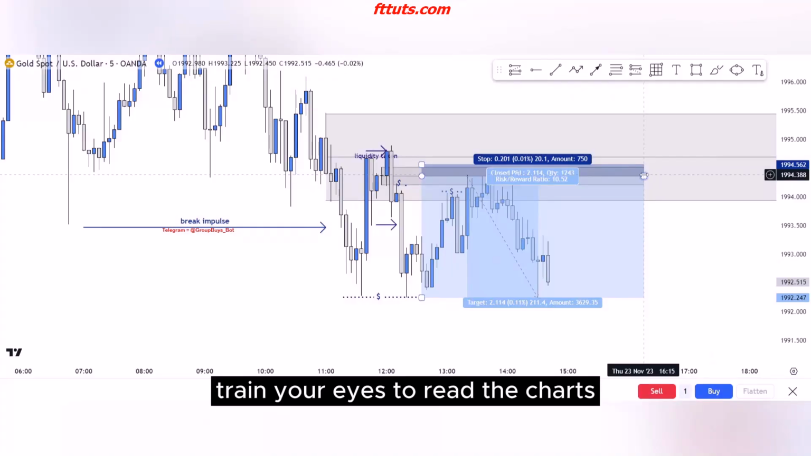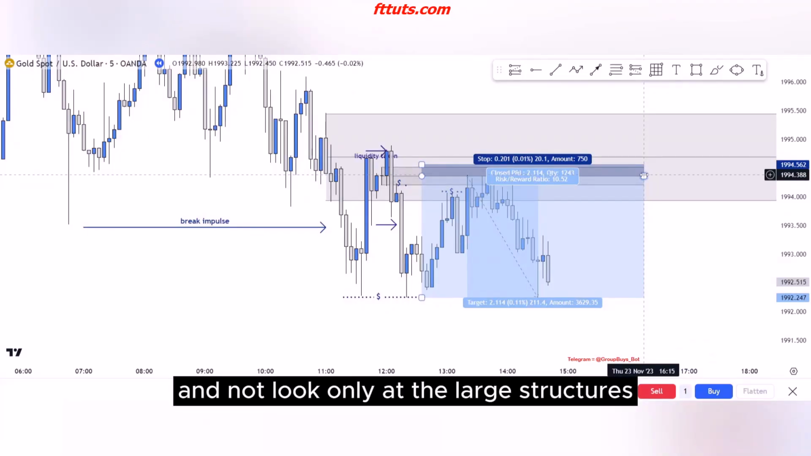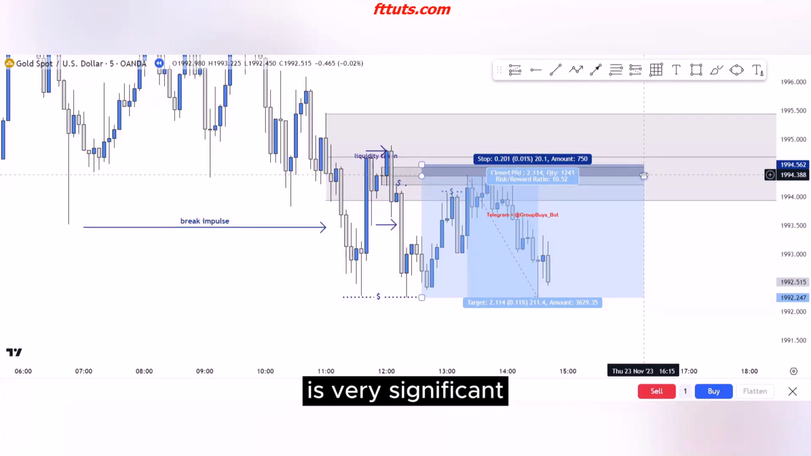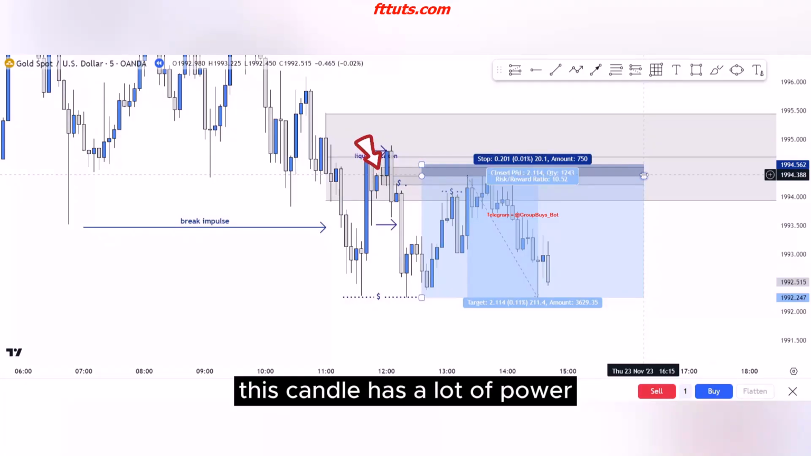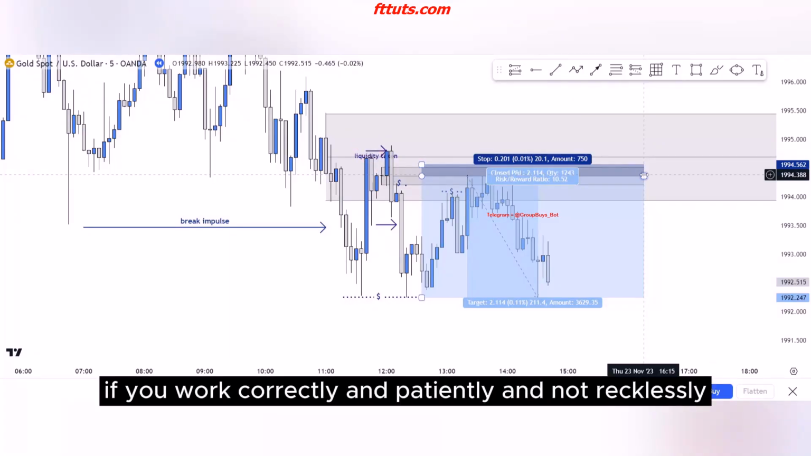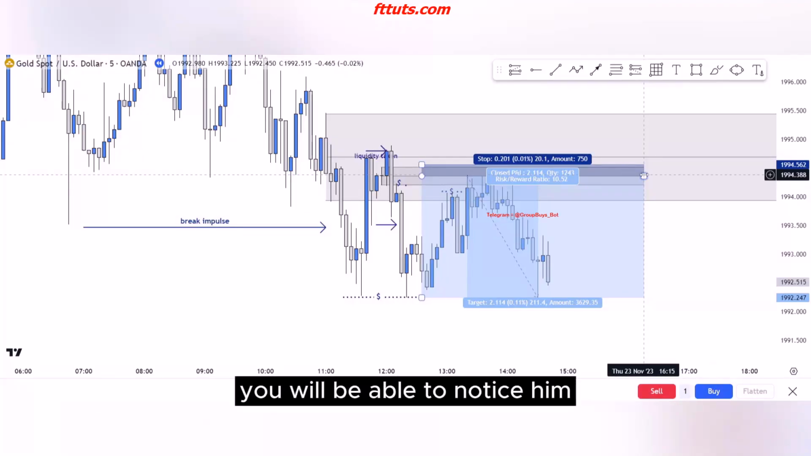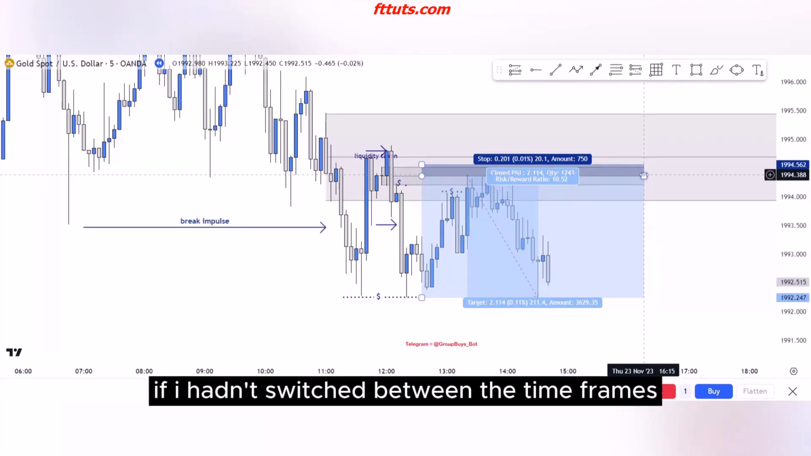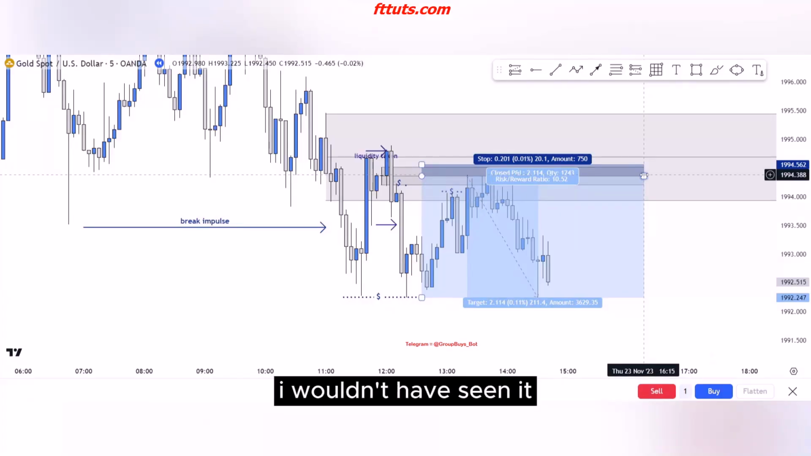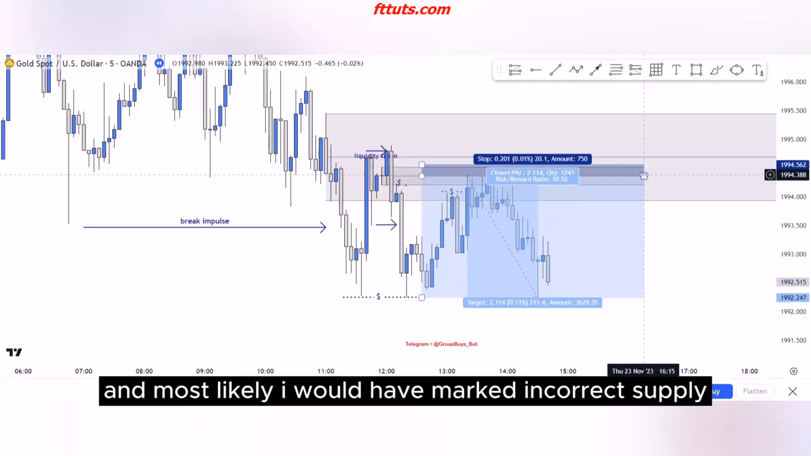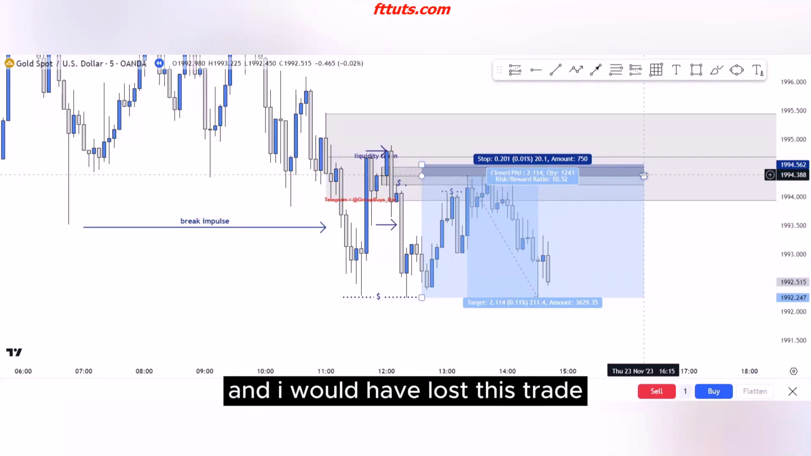Train your eyes to read the charts, read the candles correctly, give importance to the candles, and not look only at the large structures. Each candle has a different meaning. The importance of a doji candle, for example, is very significant. This candle has a lot of power. If you work correctly and patiently and not recklessly, you will be able to notice it. If I hadn't switched between the time frames, I wouldn't have seen it, and I wouldn't have marked it. And most likely, I would have marked incorrect supply, and I would have lost this trade.